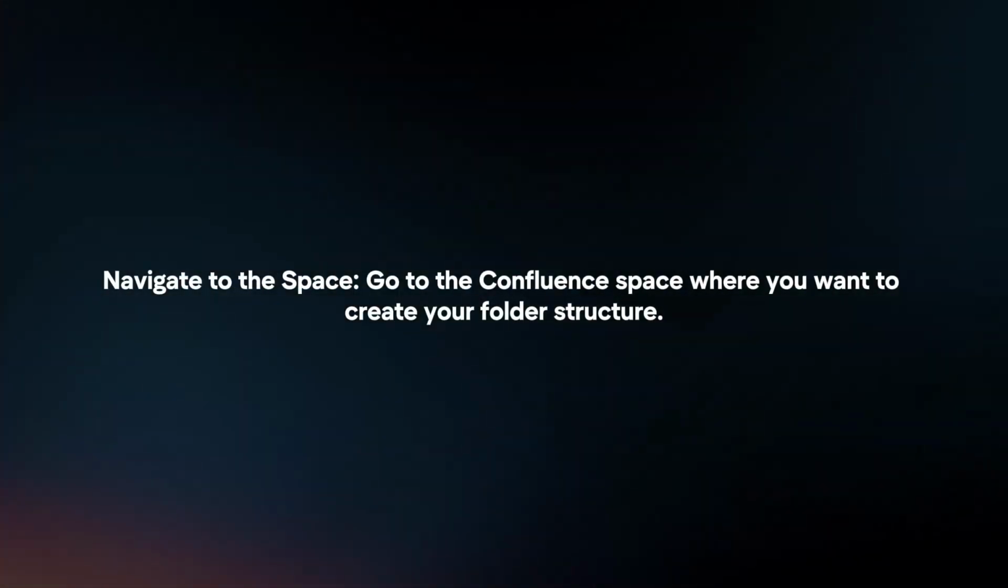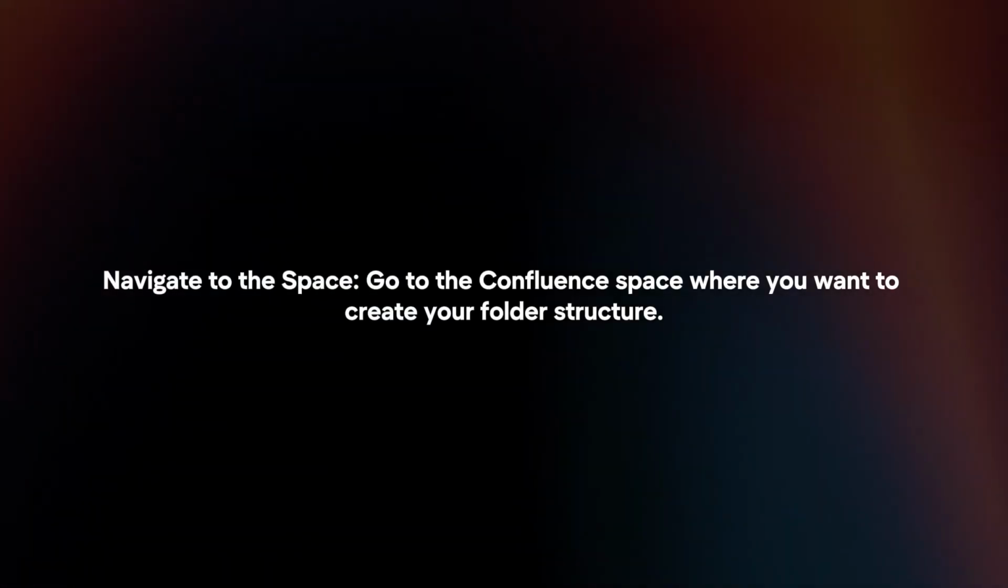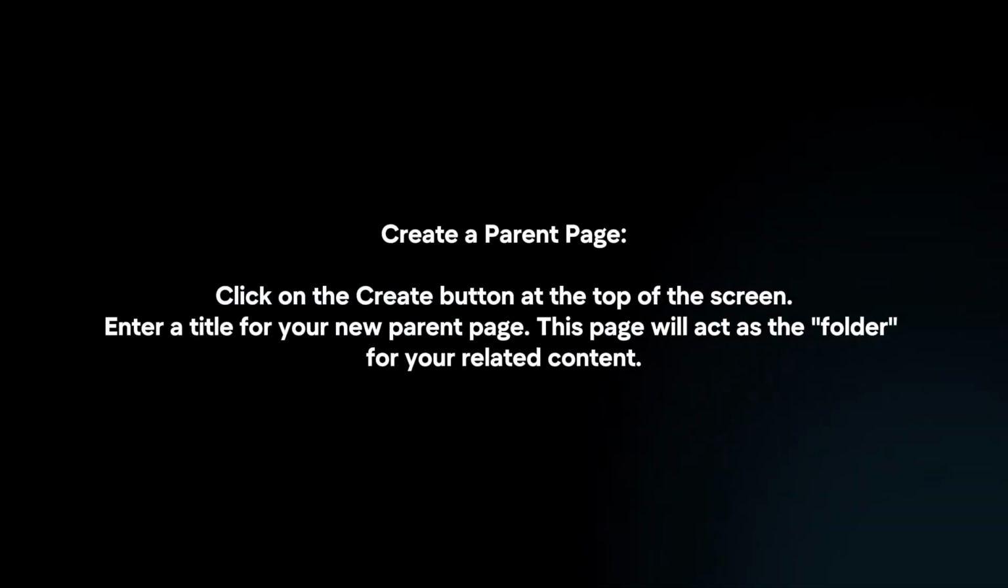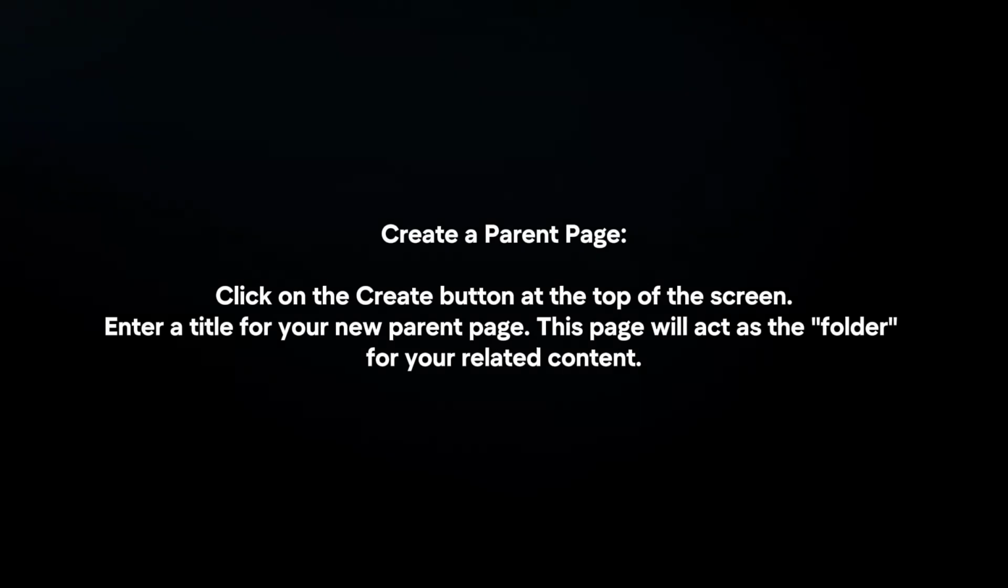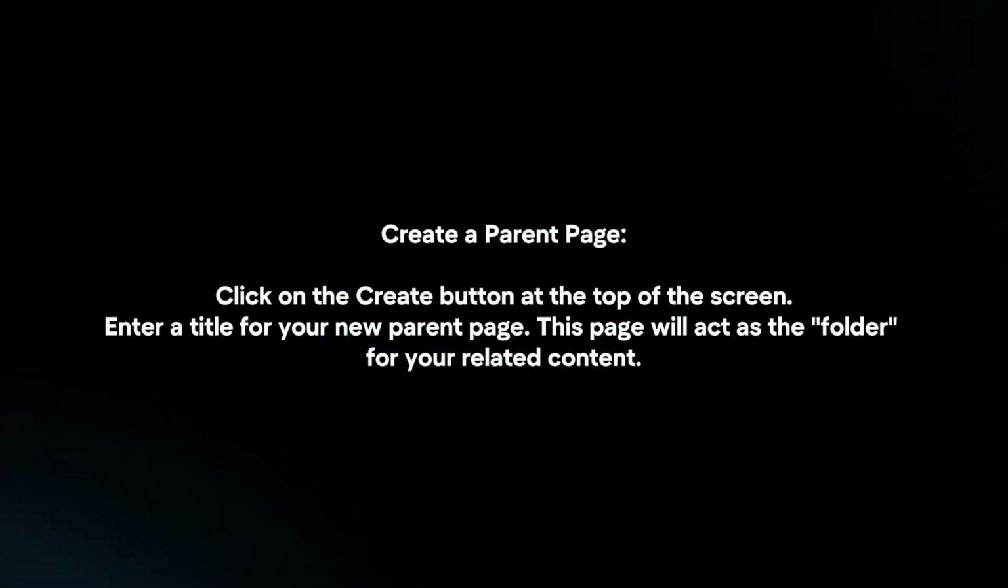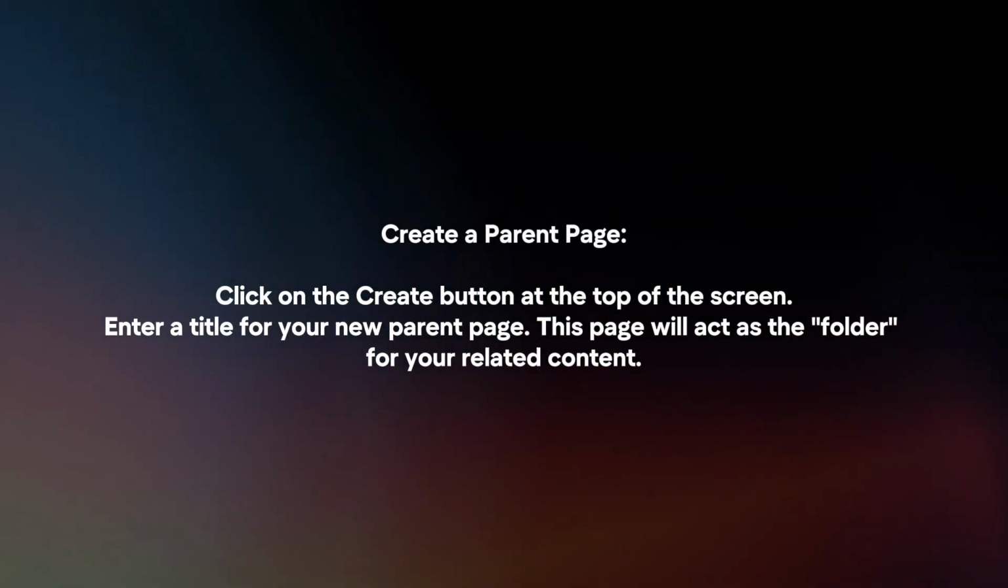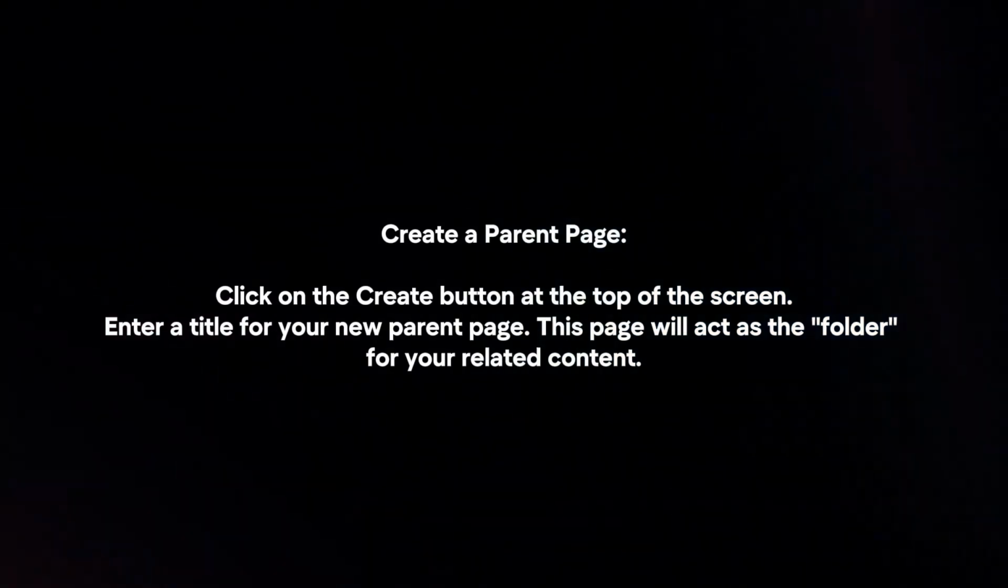Navigate to the space. Go to the Confluence space where you want to create your folder structure. Create a parent page. Click on the Create button at the top of the screen. Enter a title for your new parent page. This page will act as the folder for your related content.